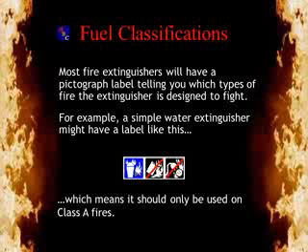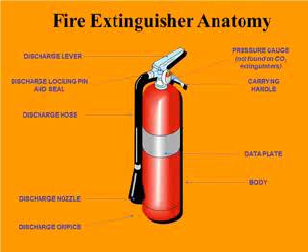Most fire extinguishers will have pictures on them showing the types of fires that they should be used on. This is a typical fire extinguisher. There's a discharge lever, a locking pin, discharge hose and nozzle, a pressure gauge, and a carrying handle.